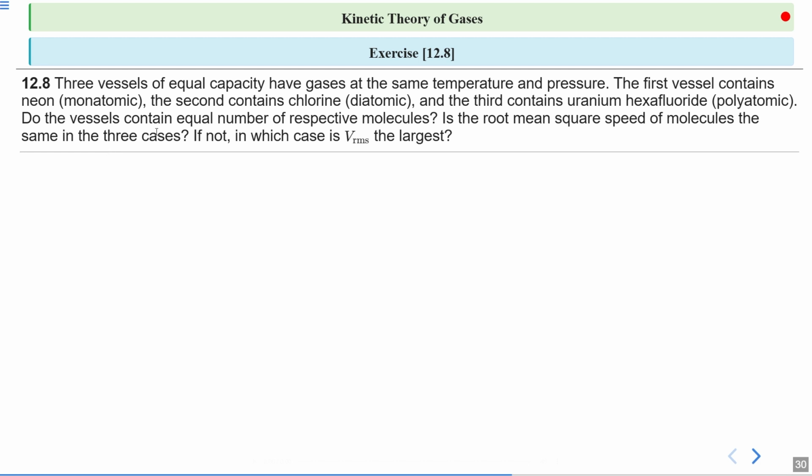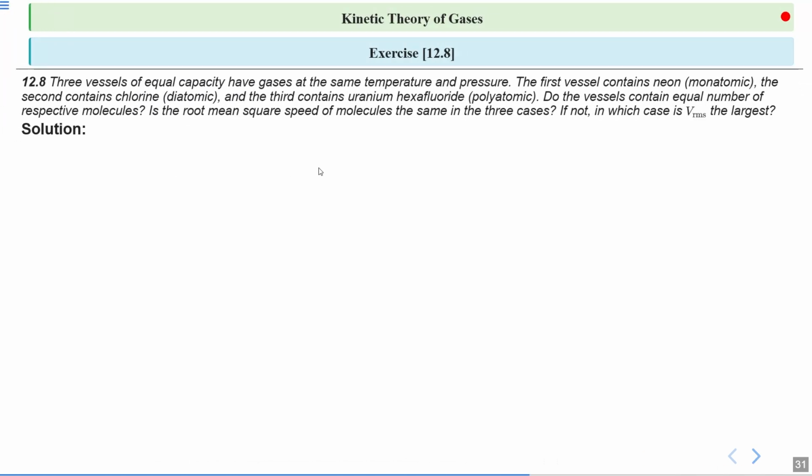Three vessels of equal capacity have gases at the same temperature and pressure. The first vessel contains neon, monatomic; the second contains chlorine, diatomic; and the third contains uranium hexafluoride, polyatomic. Do the vessels contain an equal number of the respective molecules? Is the root mean square speed of molecules the same in the three cases? If not, in which case is Vrms largest?